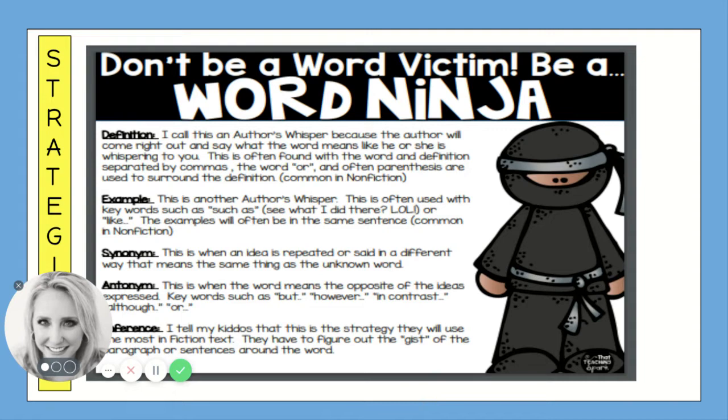There's another strategy, and authors use this all the time, and it's another author's whisper, and it's the example. This is often used with keywords such as. See what I did there? Or the word like. The example will often be in the same sentence. It's also common in nonfiction. Then we have the synonym, the same, the comparison strategy. This is when an idea is repeated or said in a different way that means the same thing as the unknown word.